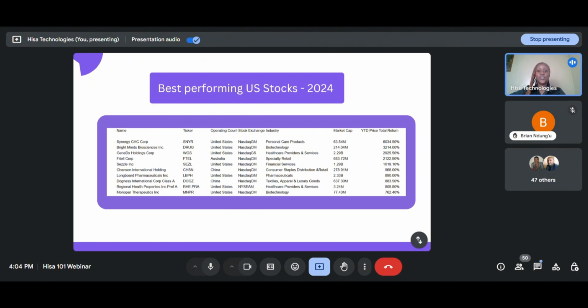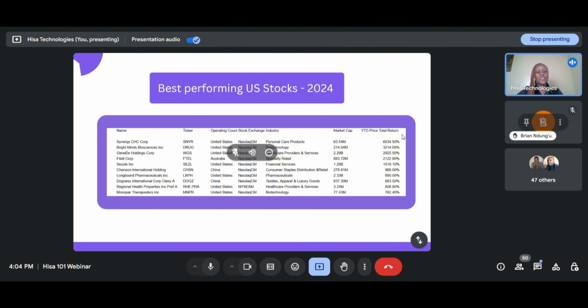So this is a list of the best performing US stocks. This was compiled by our research team. Shout out to Blessing. She is the one who came up with this list of the best performing stocks so far. So number 1, we have Synergy.